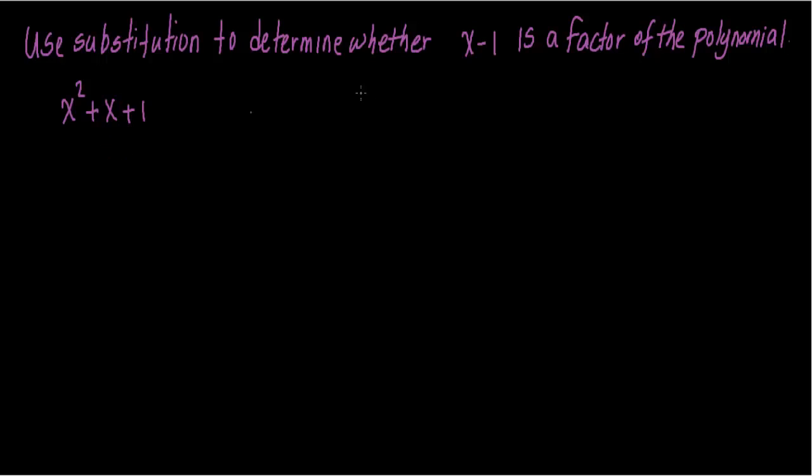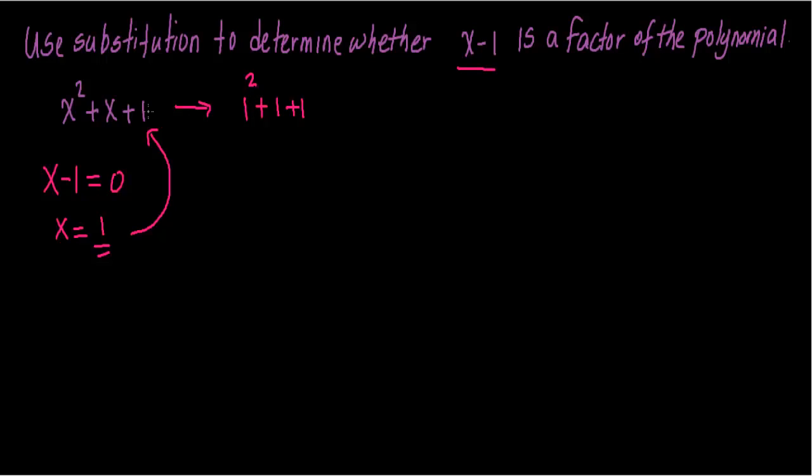Okay, so we're going to check if x minus 1 is a factor of this polynomial. The first step is, this is the first thing you do. First thing you do is you take the linear term, you take x minus 1, and you solve for x. So x is equal to 1. Now this number that you solved for, that's the one you're going to plug in into each x in your polynomial. So you'll end up with 1 squared plus 1 plus 1.